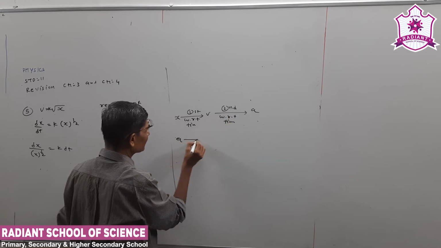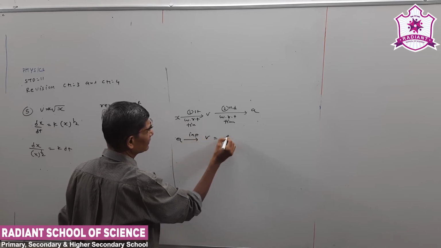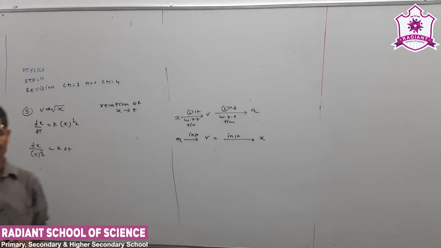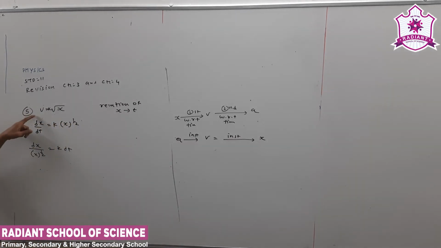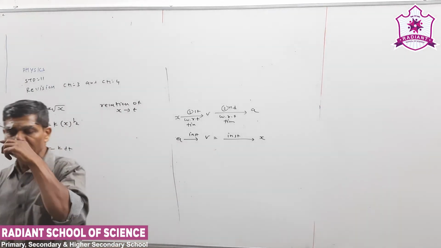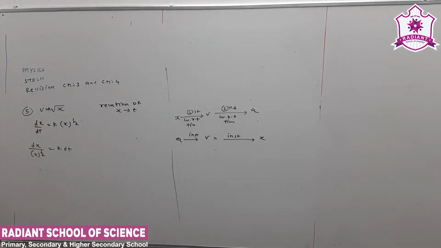Now if a is given, first integration will give v. If I take integration again, that will give x. So here v and x is given, so if I take integration, we will get the value of x. Okay. Now this is x raised to 1 by 2 integration. Now see, integration will be like this, 1 upon x raised to 1 by 2, that is x raised to minus 1 by 2, dx is k.